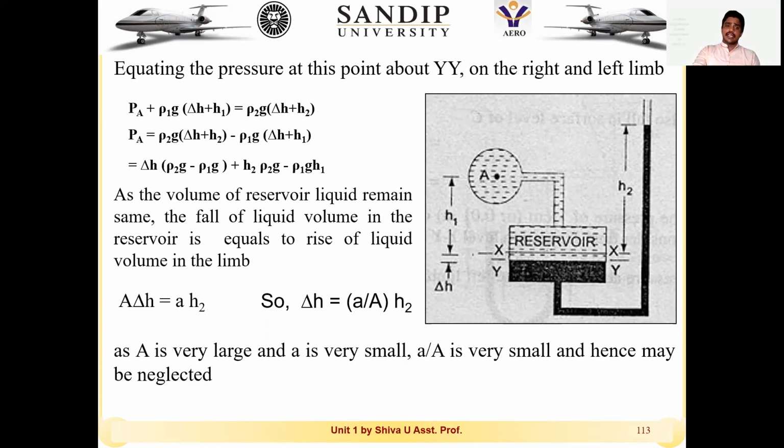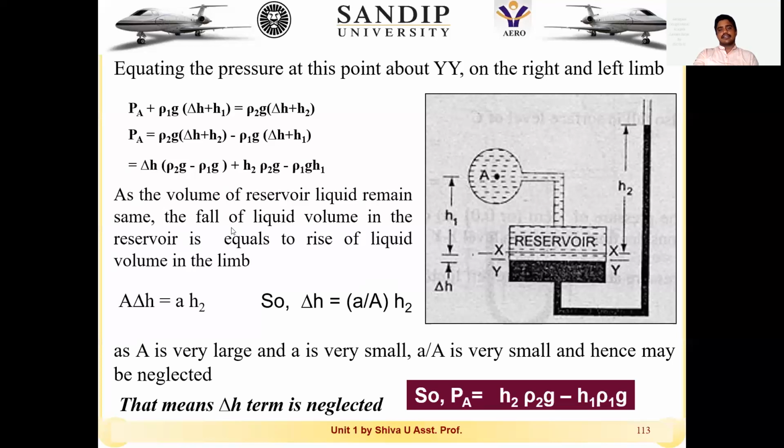If the limb area, small a, is very small and the reservoir area, capital A, is very large, that means a large reservoir is considered. In that case, our delta H will become negligible. A by A will become very small, and we can directly neglect the delta H term in the equation.